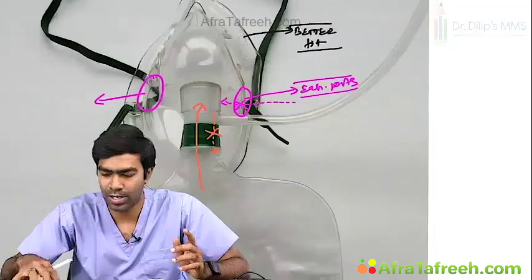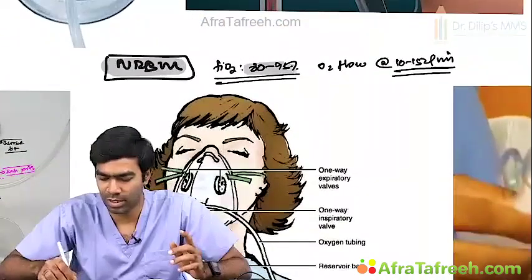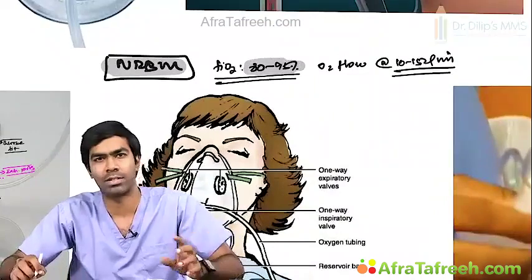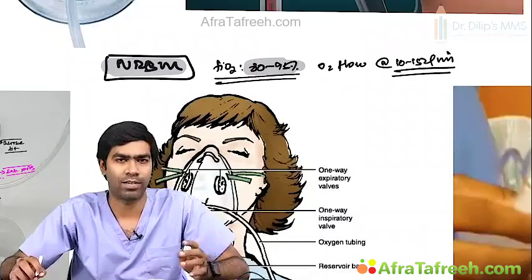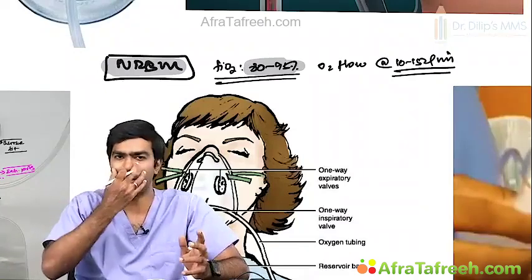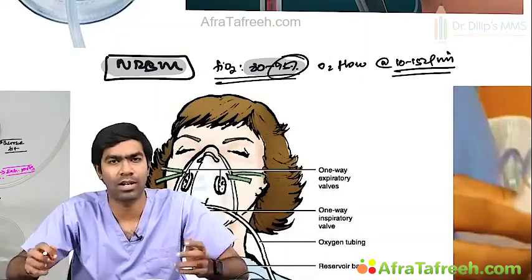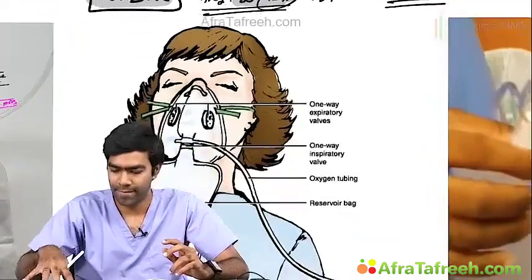So this is an NRBM. This is the function of an NRBM. That is how it can produce a good amount of FiO2 of 80 to 95%. Even though theoretically it can reach 100%, practically only 80 to 95% will be reached. It's not like an infinitely tight fit, isn't it? There will still be some leakage around the mask. You cannot reach 100%. Theoretically, you can reach up to 95%.